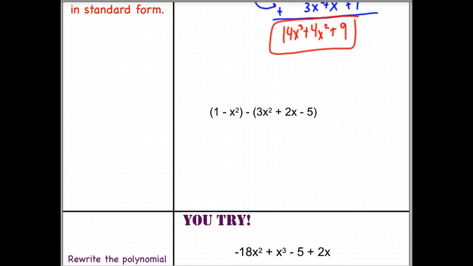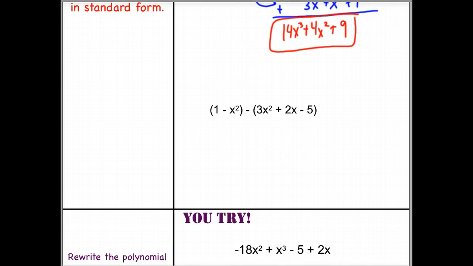We have one more here. We're going to do subtraction. So let's get it written in standard form. We have negative x squared plus 1, and then we have 3x squared plus 2x minus 5. And that's already in standard form.